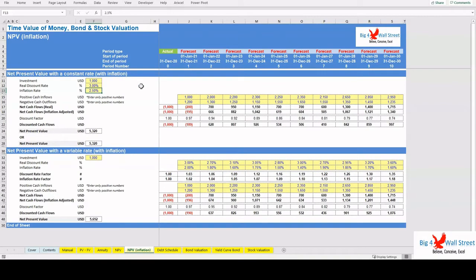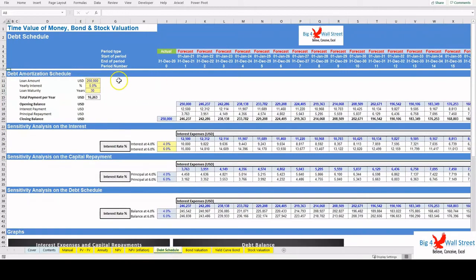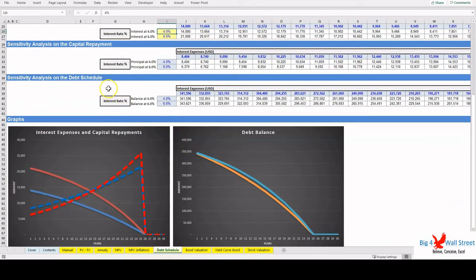The Debt Schedule tab allows the user to calculate the amortization of a loan. The user needs to set the loan amount, the interest rate of the loan, and the loan duration over which it will be fully repaid. The sensitivity analysis is applied on the interest, the capital repayment, and on the debt schedule, coupled with the relevant graphs.